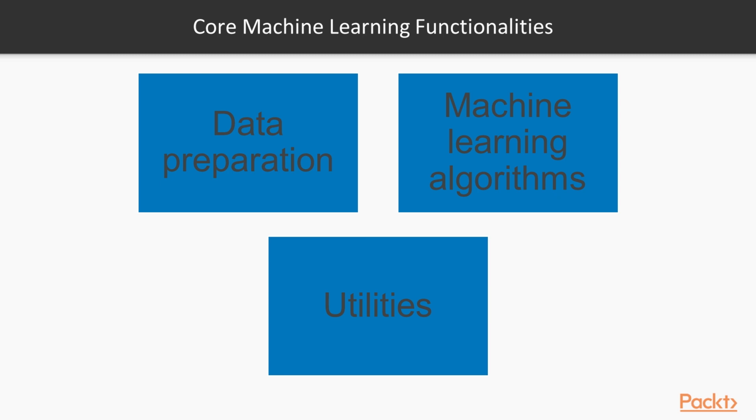At the high level, MLlib exposes three core machine learning functionalities. Data preparation: feature extraction, transformation, selection, hashing of categorical features, and some natural language processing methods. Machine learning algorithms: some popular and advanced regression, classification, and clustering algorithms are implemented. Utilities: statistical methods such as descriptive statistics, chi-square testing, linear algebra, sparse and dense matrices and vectors, and model evaluation methods.